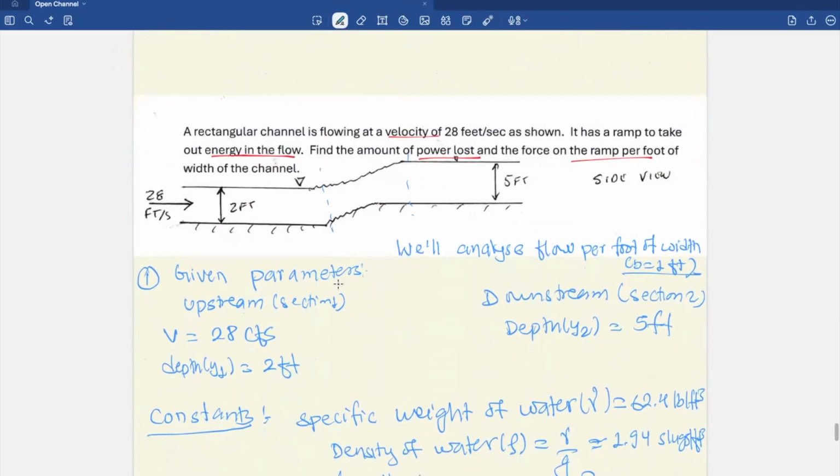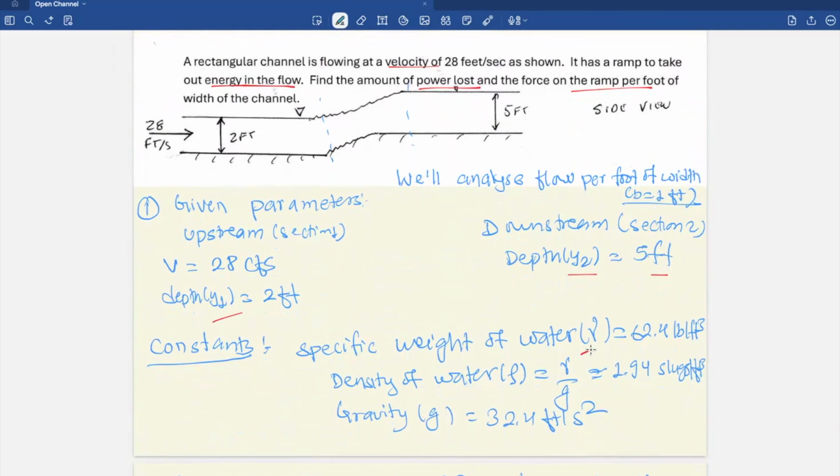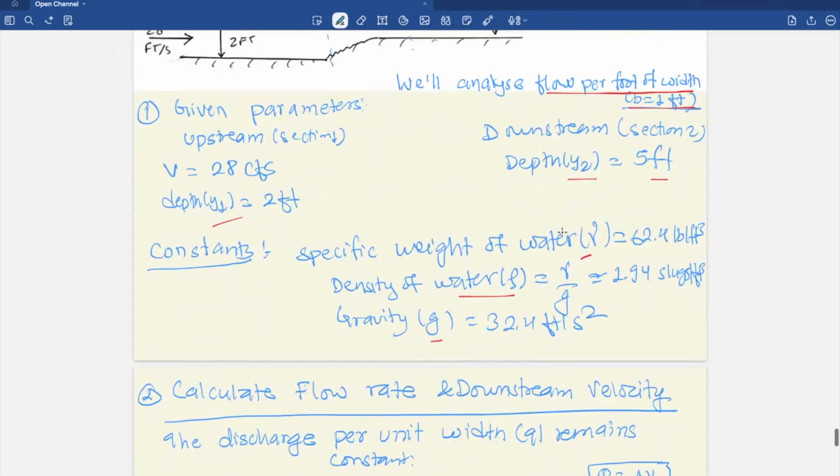So given parameters for upstream, velocity is equal to 28 feet per second, depth is 2 feet, and for downstream, Y2 is 5 feet. And some of the constants are: specific weight is 62.4, density of water is the specific weight of water divided by g, which will be equal to 1.94 slug per foot cubed. Gravity is also given, and we will analyze flow per foot of width, that is we assume B is equal to 1 foot.